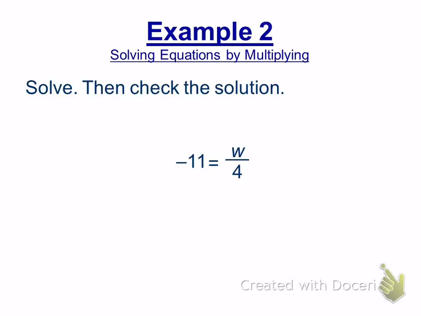Negative 11 equals W over 4. Now, this equation is a little different, right? Talk to me about what's different about this equation. Josh? It has a negative in it. That makes it different from the previous one. What else is different? The variable is on the right instead of the left, is what Jay's trying to say, and that's also true.